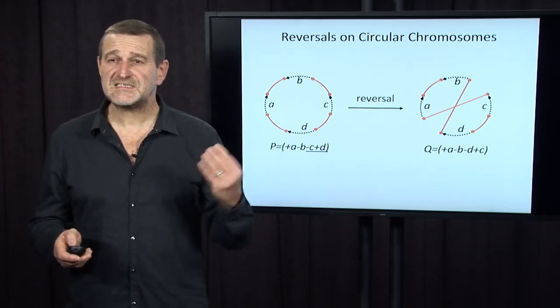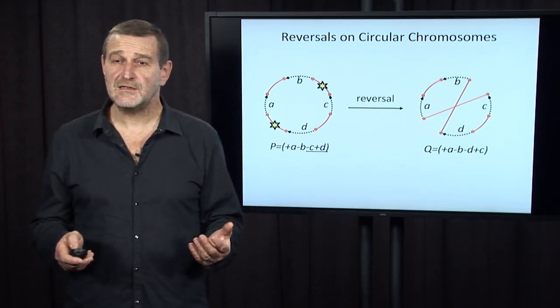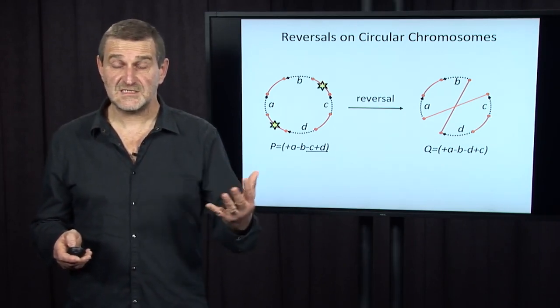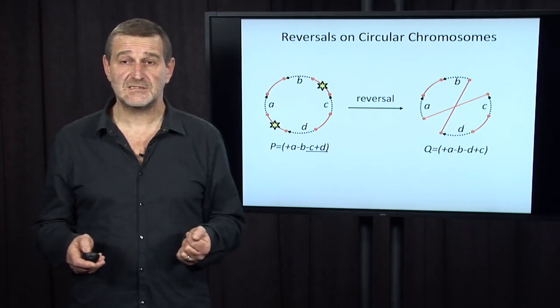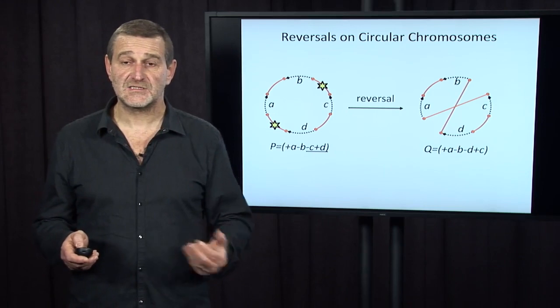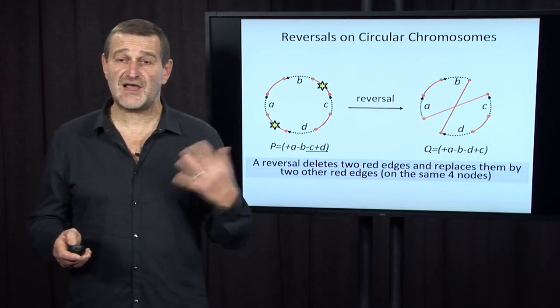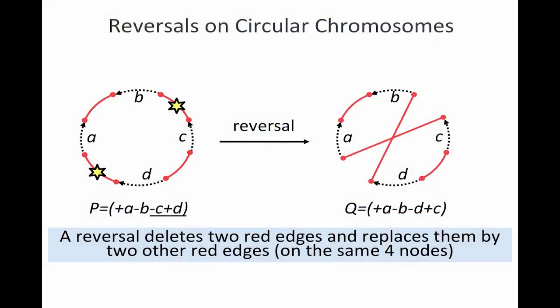And how can we summarize what this transformation does? Certainly, it removes these 2 red edges, and it adds 2 new red edges. So in summary, a reversal essentially now has a geometric interpretation. It deletes 2 red edges and replaces them by 2 other red edges on the same 4 nodes.